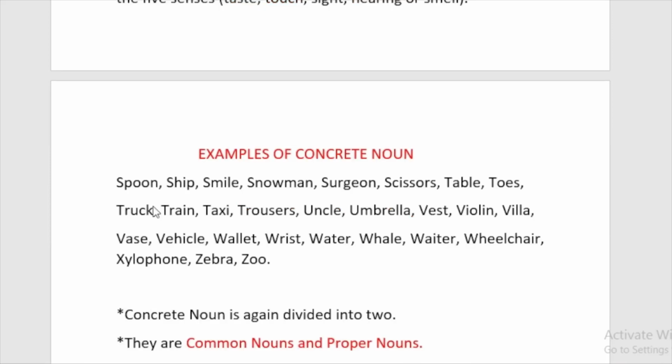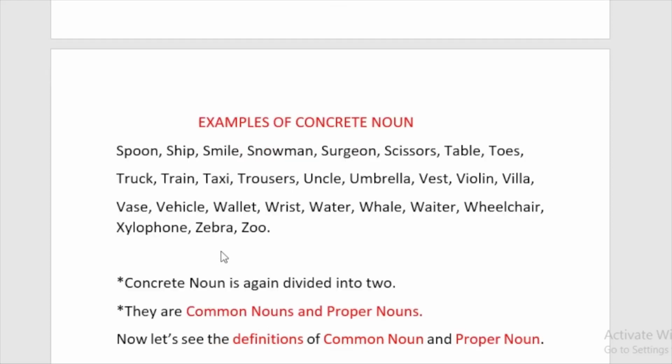Examples of concrete noun: spoon, ship, smile, snowman, surgeon, scissors, table, toss, truck, train, taxi, trousers, uncle, umbrella, vest, violin, villa, vase, vehicle, wallet, wrist, water, whale, waiter, wheelchair, xylophone, zebra and zoo. So these are all examples of concrete nouns.